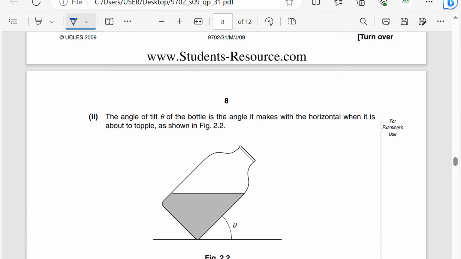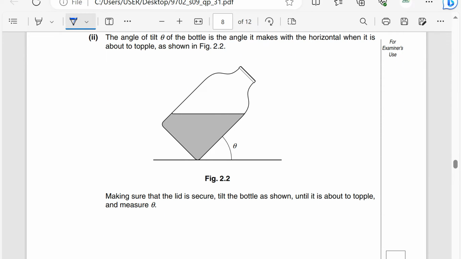The angle of tilt, theta of the bottle, is the angle it makes with the horizontal when it is about to topple, as shown. So making sure that the lid is secure, tilt the bottle as shown until it is about to topple and measure theta.